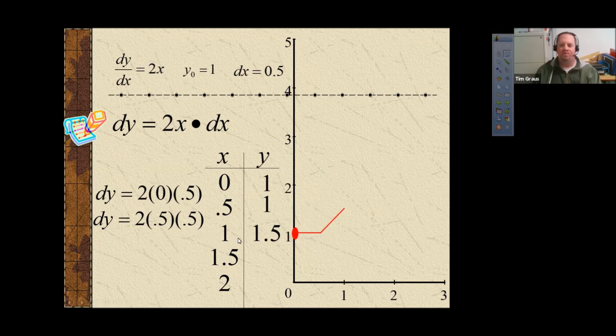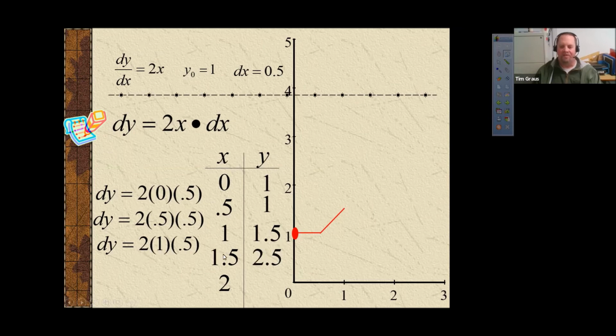And I'm going to use the new values 1 and 1.5 to do this calculation again. dy equals 2 times 1 times dx, again, is 0.5. And this comes out to 1. A dy of 1 means I go up 1 from my previous y value. My new y value is going to be 2.5.